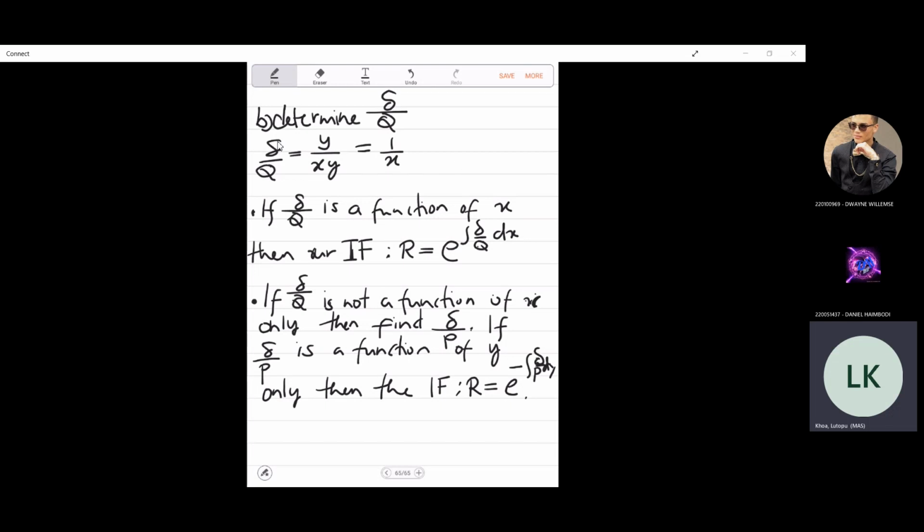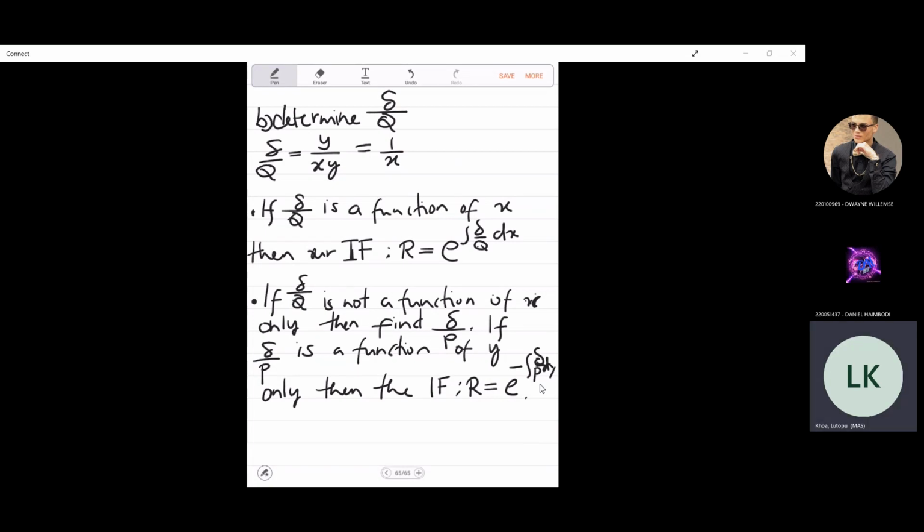The first one, you divide delta over Q and look at the function that you end up with. If it is a function of x only, then you find your integrating factor, e to the power of the integral of this function with respect to x. But if this function is not a function of x only, so maybe it includes x and y terms, then we need to divide delta by P. And if that function is a function of y only, then our integrating factor is found in this way.